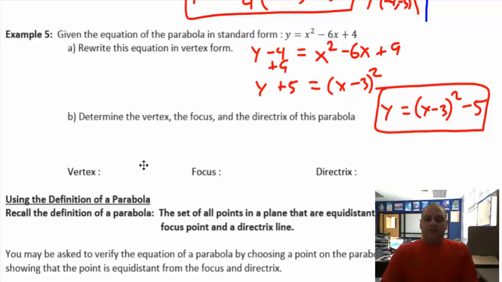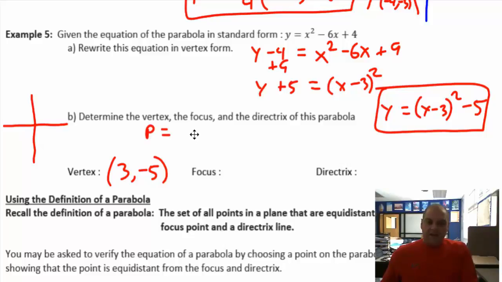Determine the vertex, focus, and directrix. That's pretty easy. Vertex would be 3, -5. Got to change that sign there. The focus, okay, so let's see. We need our p-value, so let's do p is 1 over 4a, okay? And a is 1, so p is 1/4. So in this case, my p is 1/4.